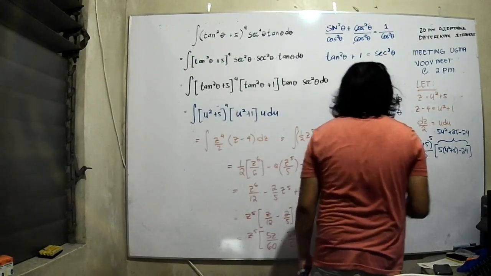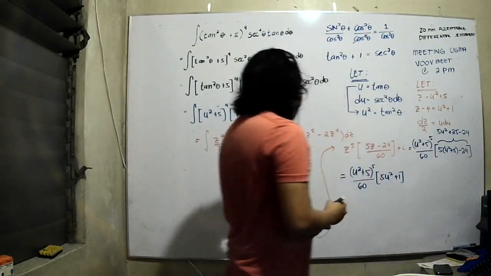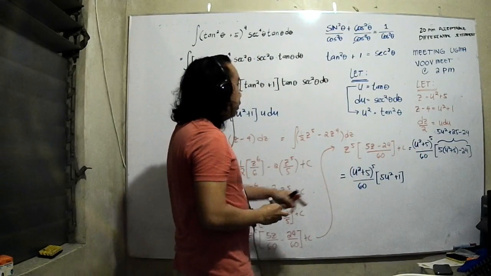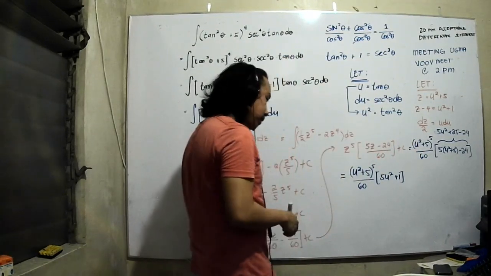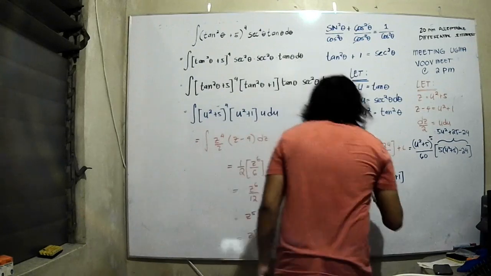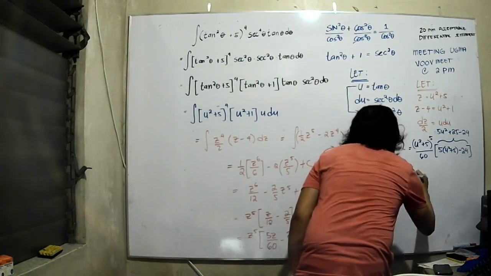5u squared plus 1. But we all know that u is equal to tangent theta. So we also have plus C, okay? Never forget plus C.